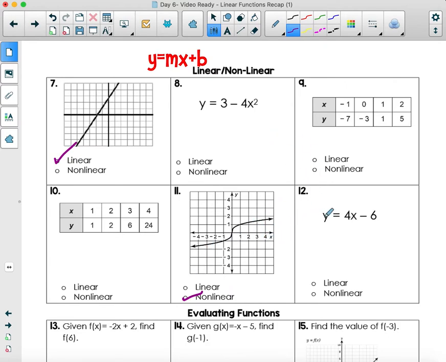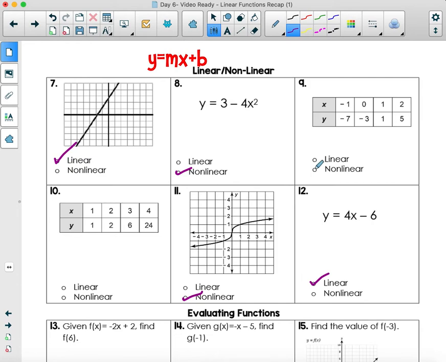In terms of equations, in order to be linear, you have to be in y equals mx plus b form, which this equation is. This one has this x squared. That's a quadratic. That's non-linear. That's going to graph a parabola. This is linear because it's in y equals mx plus b form.